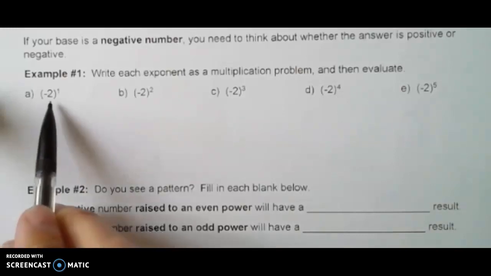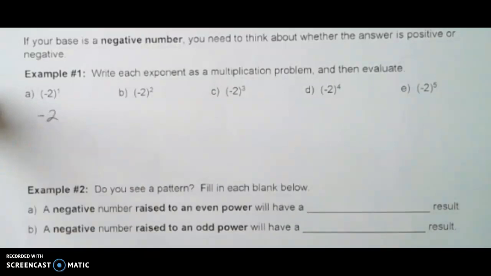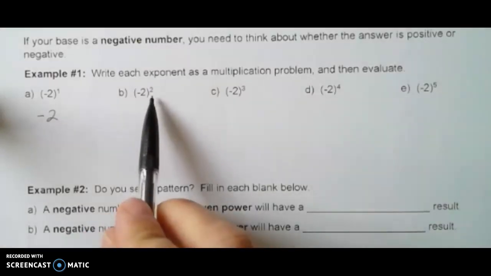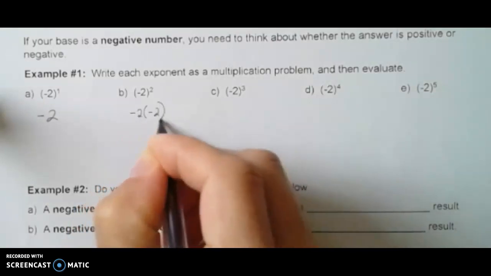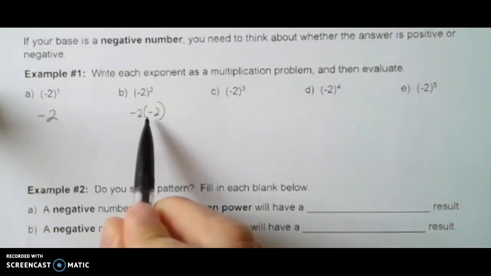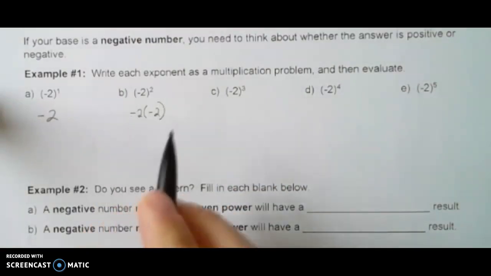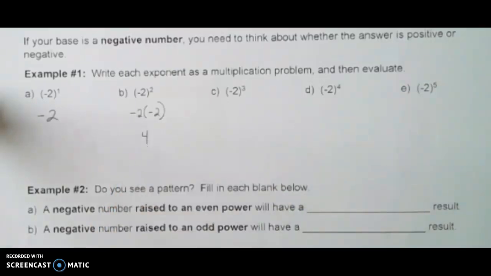In this first example, it's very straightforward. I just need one copy of -2, and there it is. Any number that's raised to the first power is going to give you that number back. -2 to the first is the same as -2. -2 to the second power, this also might be called -2 squared. That means I'm going to do -2 times -2. Remember that a negative times a negative is a positive, and 2 times 2 is 4, so -2 times -2 is +4.